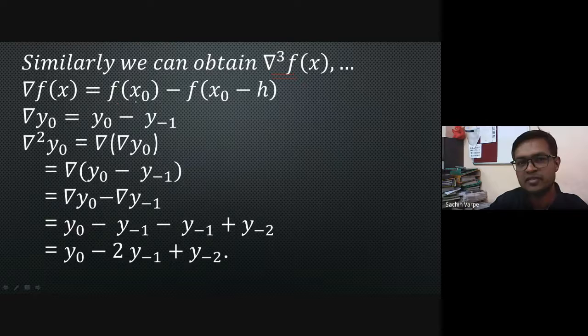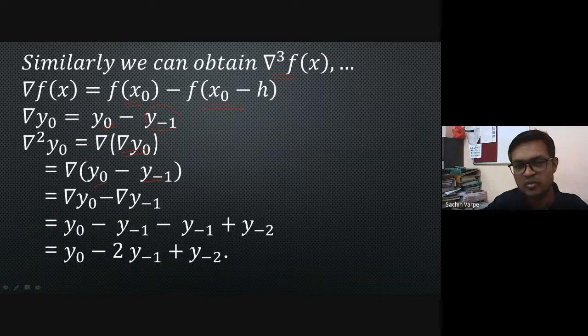So del f(x) is f of x naught minus f of x naught minus h, right? So del y naught will be y naught minus, just like I have given you the notations, f of x naught means y naught, f of x naught minus 1 will be y minus 1. Okay. Del square y naught will be del of del y naught, that is del y naught, which is y naught minus y suffix minus 1.